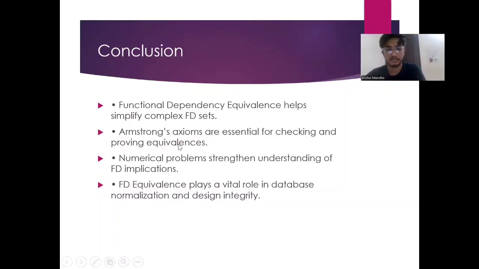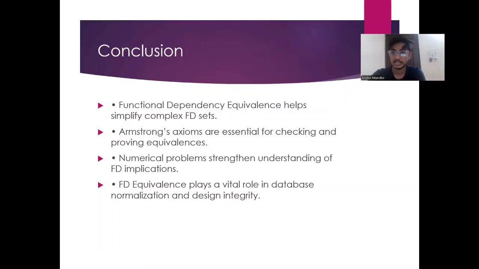And the rules we have discussed before, which are also known as Armstrong's axioms, are essential for checking and proving equivalence. These include transitivity, union, decomposition and many more. All these rules help in checking and proving the equivalence of functional dependencies. The third point says that numerical problems strengthen understanding of functional dependencies and equivalent implications. And lastly, functional dependency equivalence plays a vital role in database normalization and design integrity.